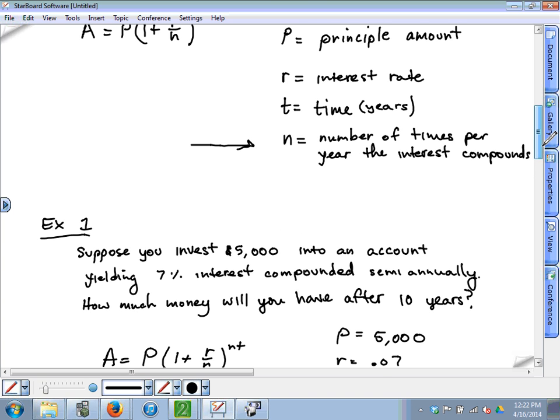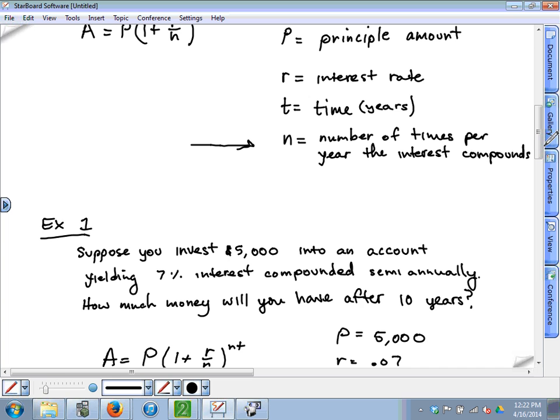Did everybody hear that? That's one of the most common mistakes I see students make. 7% is not a number you can use in a formula. It's 0.07, because the word percent means of 100. What's 7 of 100? 0.07. That's the number that you use.